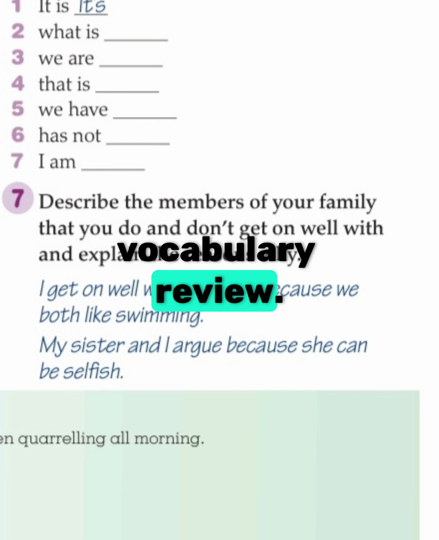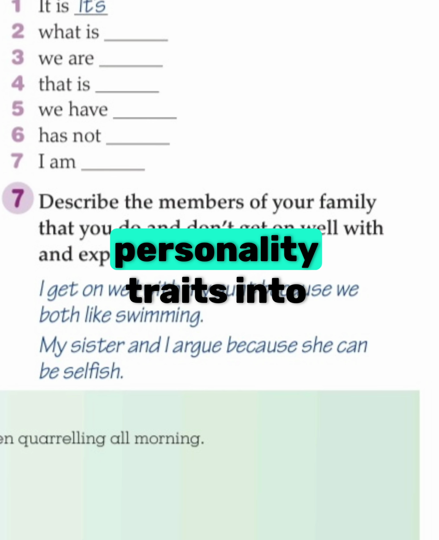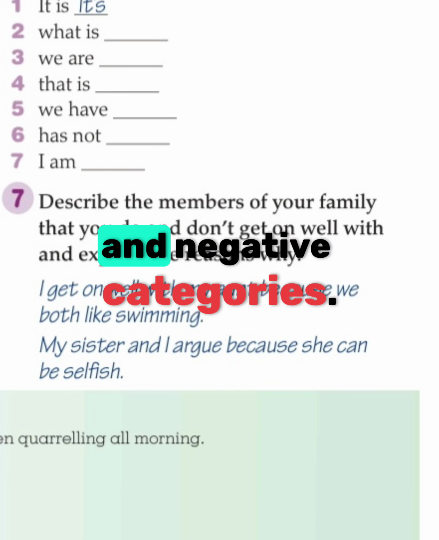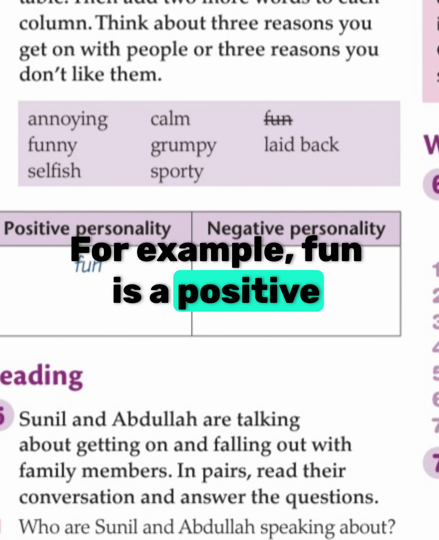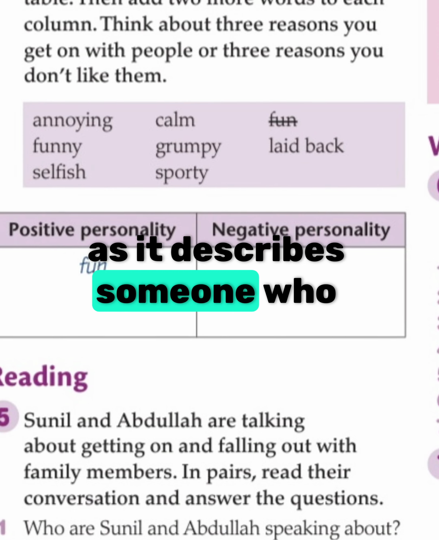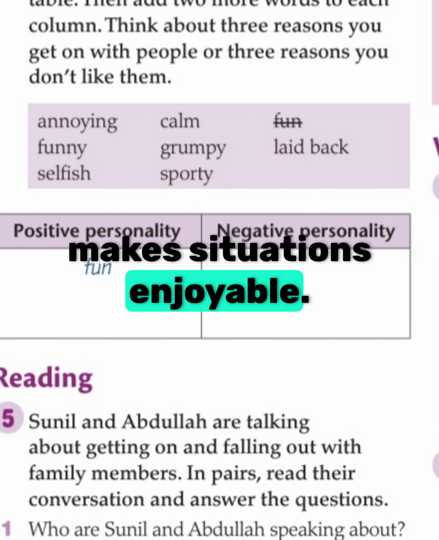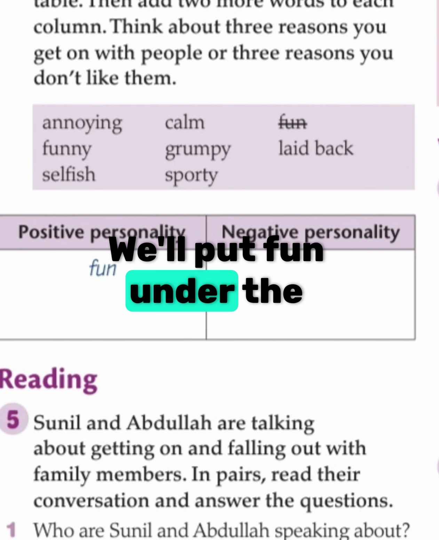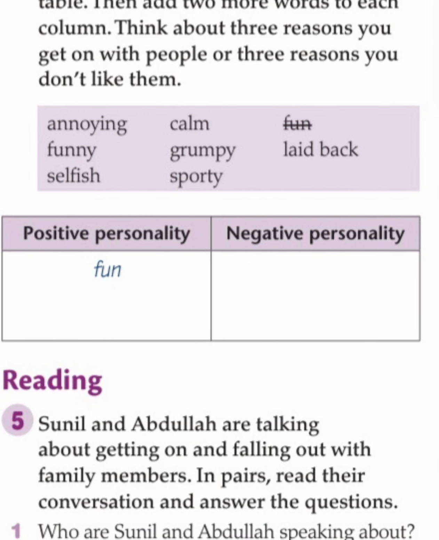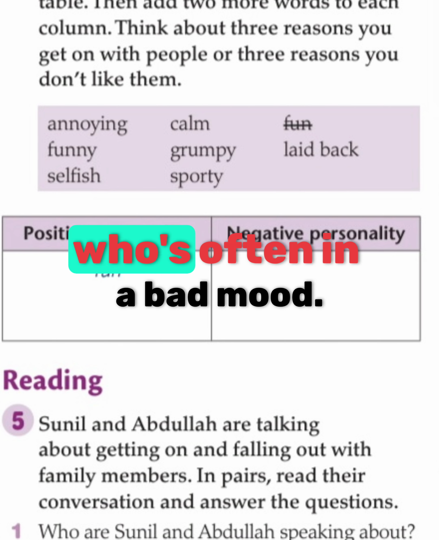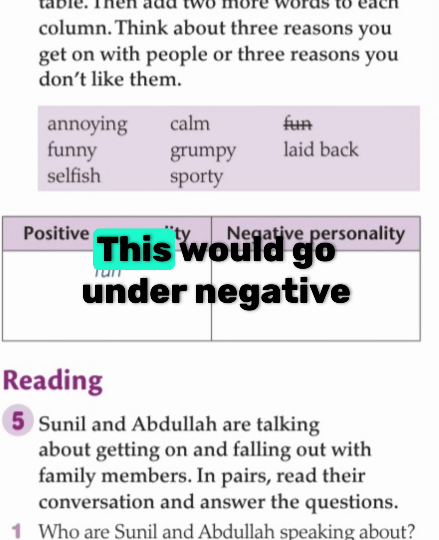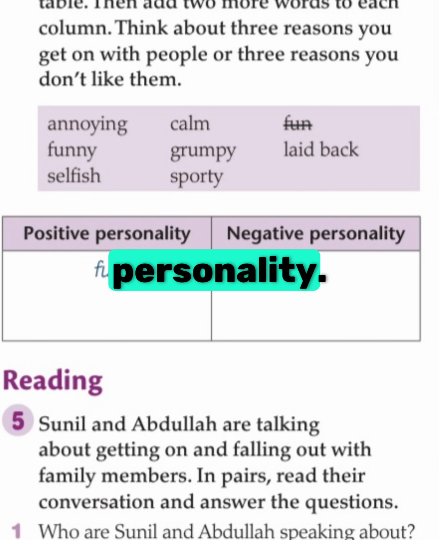Vocabulary Review. Here, we're sorting personality traits into positive and negative categories. For example, fun is a positive trait, as it describes someone who makes situations enjoyable. We'll put fun under the positive personality column. Grumpy, however, is usually negative, describing someone who's often in a bad mood. This would go under negative personality.